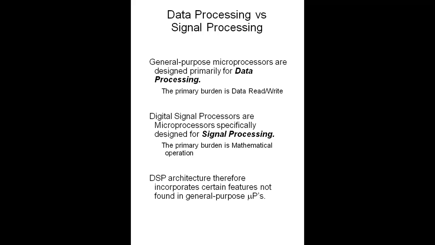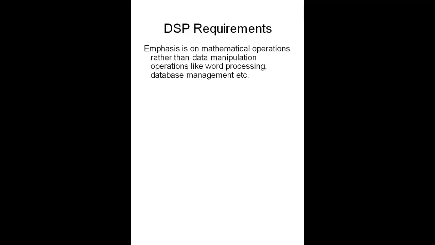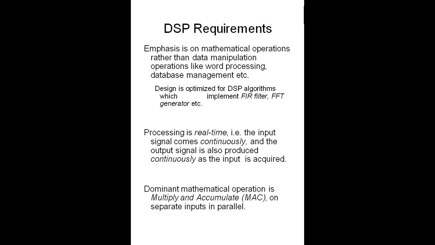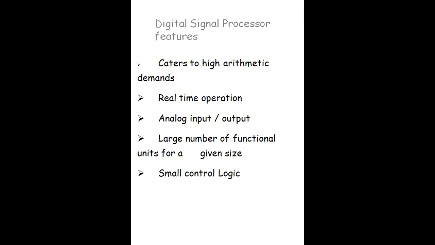DSP architecture therefore incorporates certain features found in general purpose microprocessors. In DSP requirements, the emphasis is on mathematical operations rather than data manipulations such as word processing, database management, etc. The design is optimized for DSP algorithms, which implement filters, FFT, etc. The processing is also real time: the input signal comes continuously and the output signal is also produced continuously as the input is acquired. The dominant mathematical operation is multiply and accumulate on separate inputs in parallel.